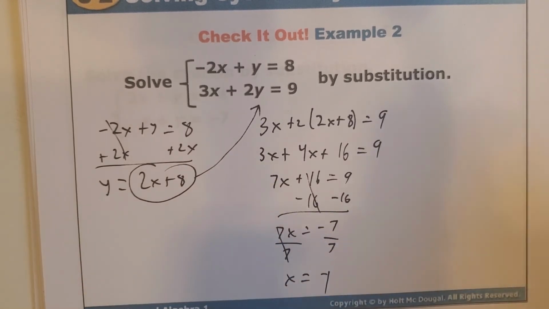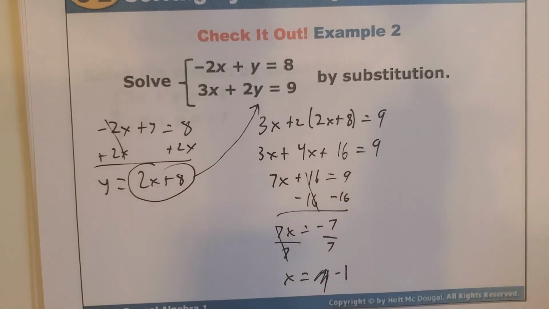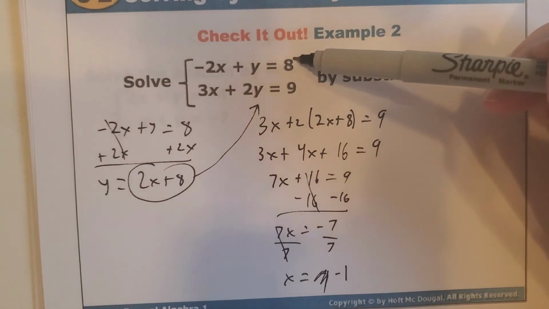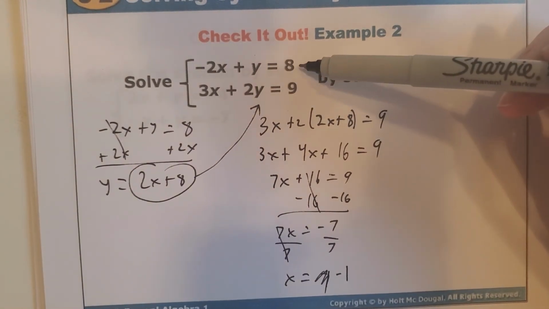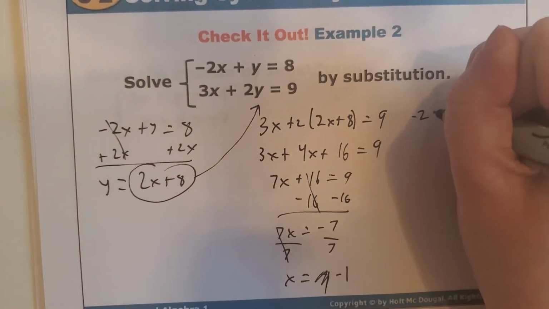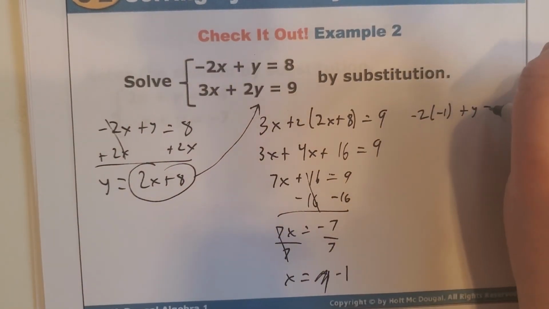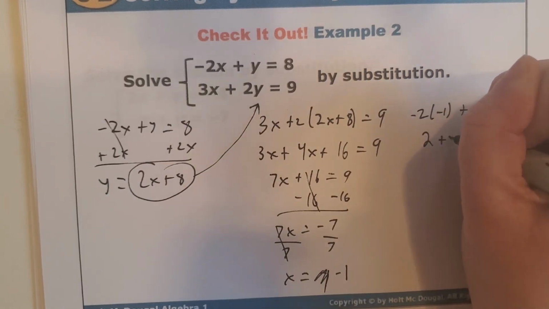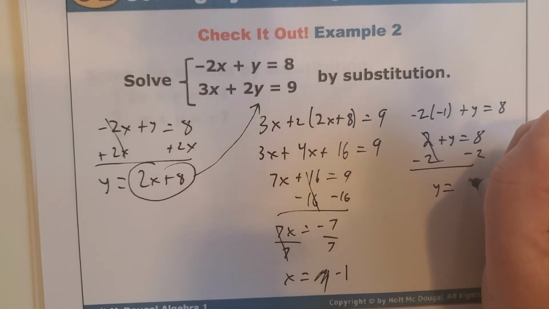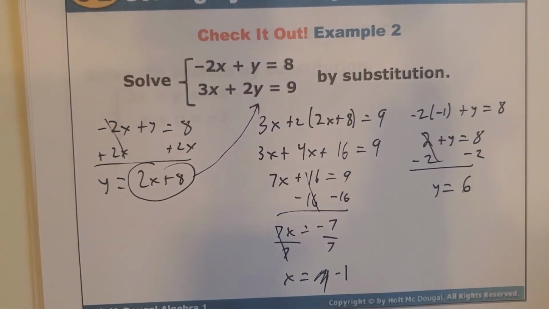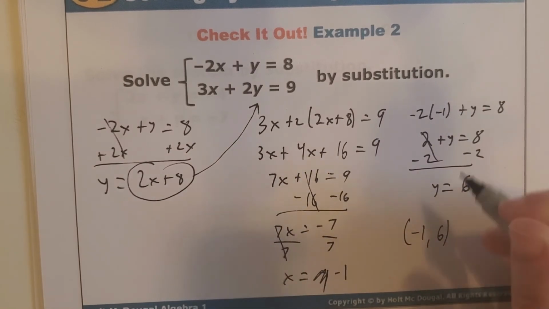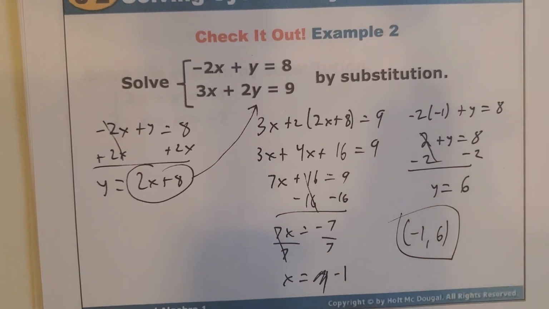And now once again, let me rewrite that because that doesn't look right. Negative 1, there we go. And now we're going to take this and plug it into either one of these two equations. Again, I'm going to go with the first one just because the numbers look a little bit nicer. Negative 2 times negative 1 plus y is 8. This is 2. And this is 6. So your final ordered pair is negative 1, comma 6. Okay?